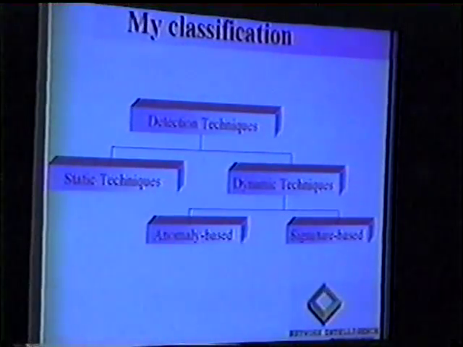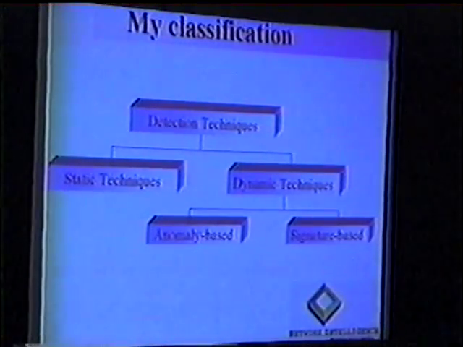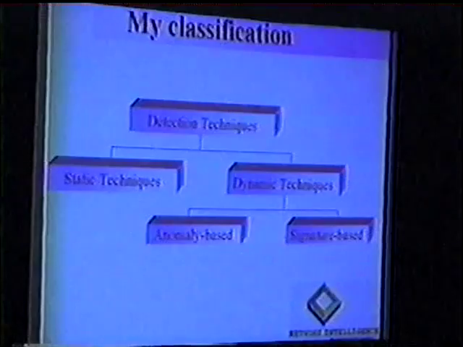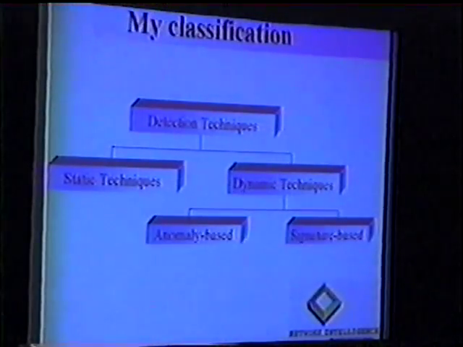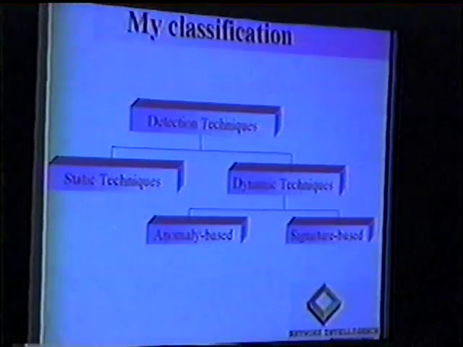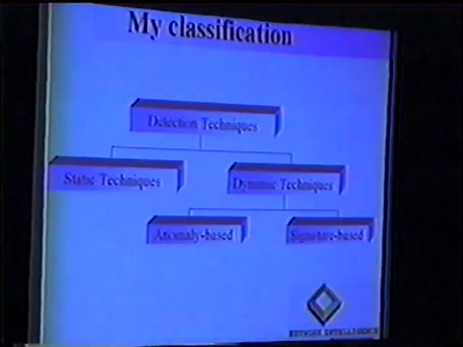Now, I've done this sort of a rough classification. Again, I'm not sure if this classification is standard or not. I broadly classify them into static and dynamic, and then dynamic is further classified into anomaly-based and signature-based.